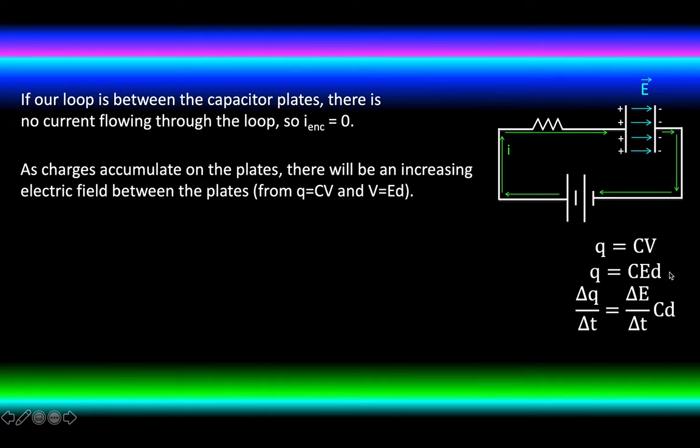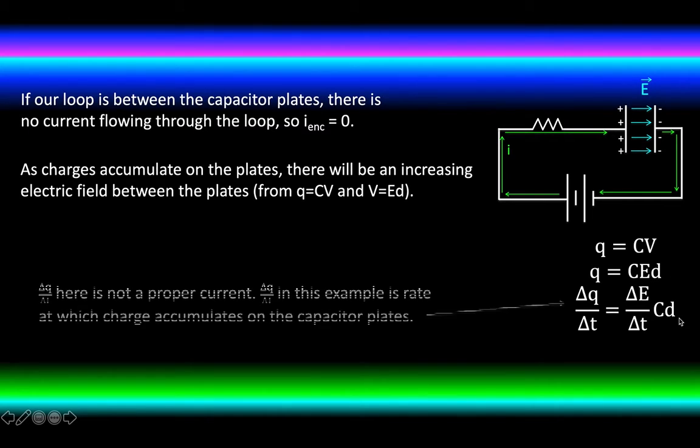If I look at every term on the right-hand side of this line, C is the capacitance of the capacitor. That's just a constant. D is the distance between the plates. That's just a constant. E is the electric field between the plates. That is not going to be constant. As charge grows, voltage grows. And if voltage is growing, then electric field is growing. So the rate at which charge is deposited onto the plates is equal to the rate at which the electric field grows times C and D, which are constant in this problem.